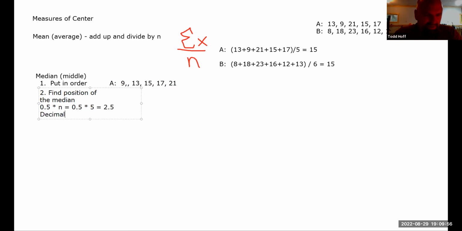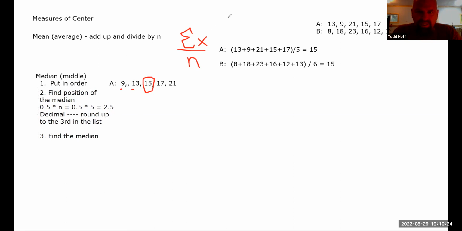Since this is a decimal, we round up. So it would be the third number in the list. So then step 3 is to just find the median. We said it was the third number in the list. We come up here, 1, 2, 3, 15 is the median for set A.